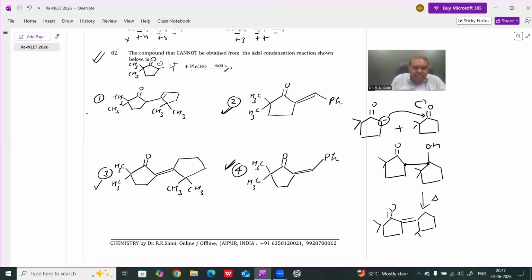Product first is impossible because after aldol condensation the final product is an alpha beta unsaturated carbonyl compound. When the functional group is present at the adjacent carbon, it is known as alpha, and the next is known as beta. Therefore, it is not alpha beta. The first option is incorrect. Question number next, 82, 83.